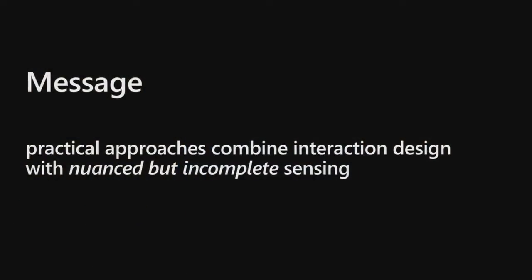So my main message is that practical approaches that combine interaction design with nuanced but incomplete sensing have great promise. It's nuanced because, as we'll show, we can sense some interesting subtleties. But it's incomplete because we don't try or even aspire to sense everything. In the limit, that has the potential to be harmful. We want practical systems that leave people in control while hopefully avoiding some of the types of dark patterns that Saul alluded to that might be enabled by more ubiquitous tracking infrastructures. And for all these reasons, micromobility and how it can scaffold proxemic interactions is of particular interest to me.